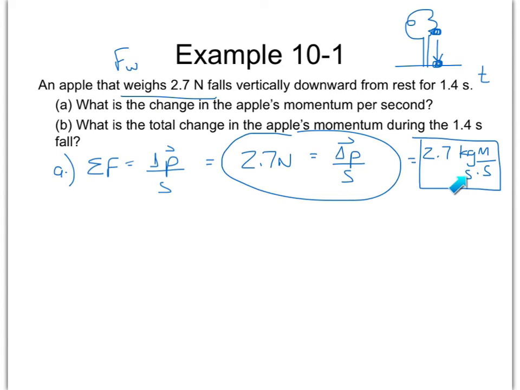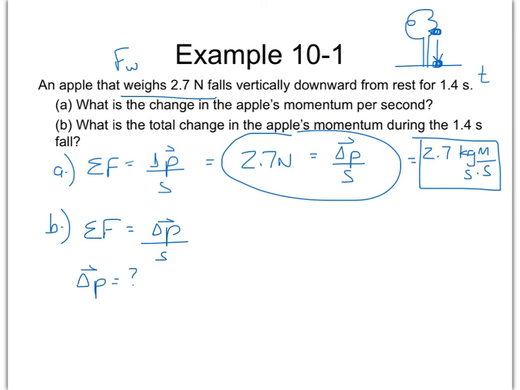So part B, we're actually going to do a little more calculation here. Part B is asking, what is the total change in momentum during the 1.4 second fall? See, we didn't want to use the 1.4 seconds here quite just yet. It was asking us, what's the change in the apple's momentum per second? But part B is saying, okay, over those 1.4 seconds or any other span of time, how much does the momentum change? So if the net force equals a change in momentum per second, what is the total change in momentum?